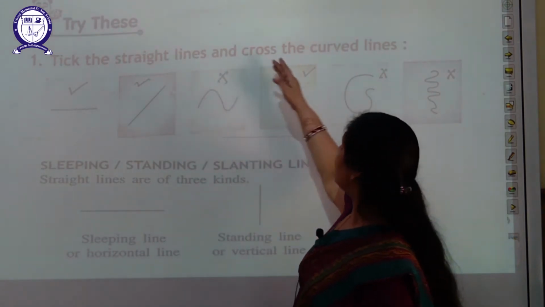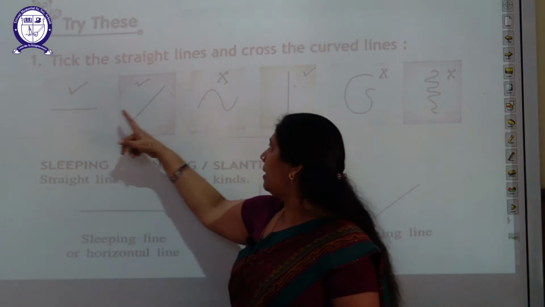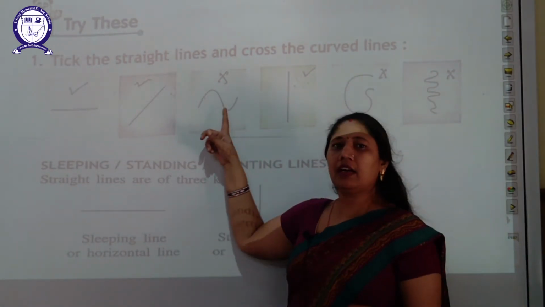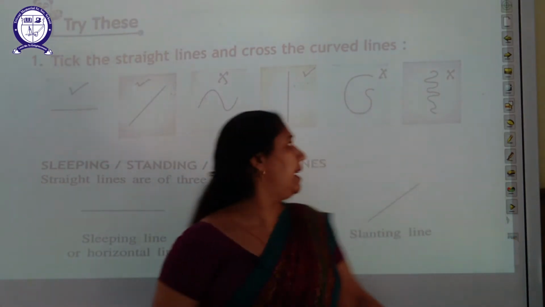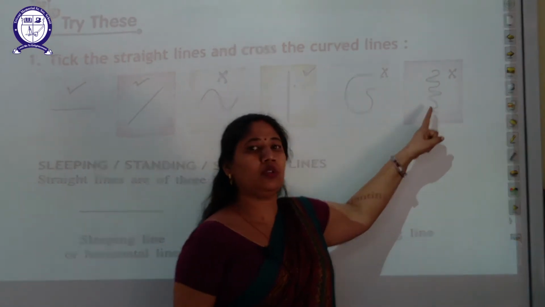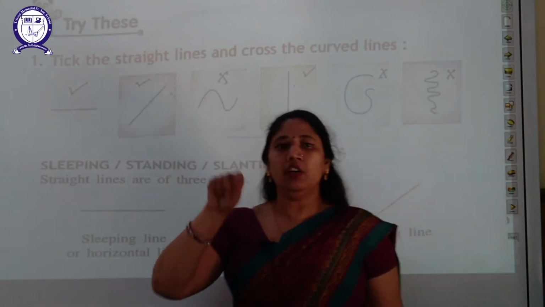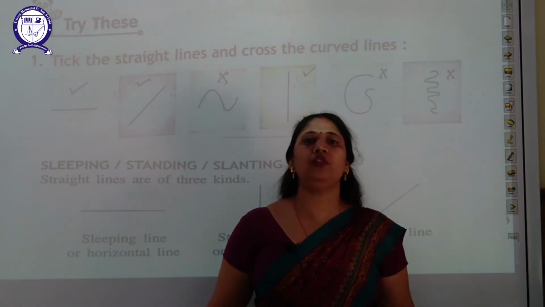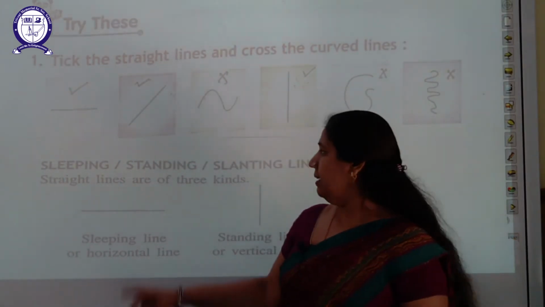Take the straight lines and cross the curved lines. That is a straight line. That is also a straight line. That is a curved line. So you have to take a cross. That is a straight line. That is a curved line, beta. And that is also a curved line. Okay. When we draw with the pencil freehand, that is a curved line. And when we use a scale or any object, that is a straight line.